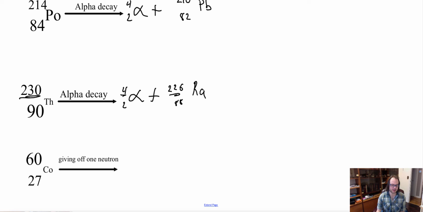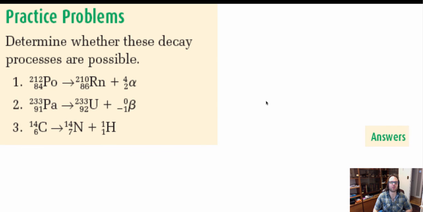Now let's look at my last one. Here we have cobalt giving off a neutron. So with this one, we're just going to have a neutron. A neutron has a mass of 1 and 0 charge, or in other words, it's not losing a proton. So if we add these all up for the nucleus, I'm going to end up with 59 and 27, and it stays as cobalt. So here are a couple questions for you to pause the video and practice.